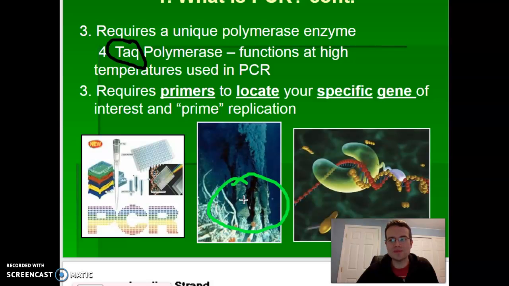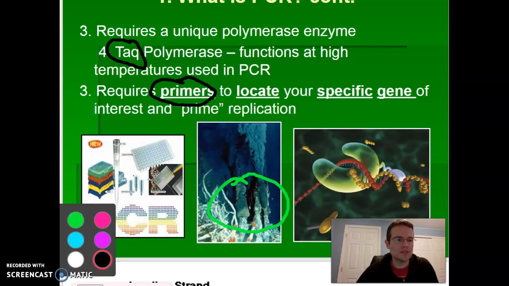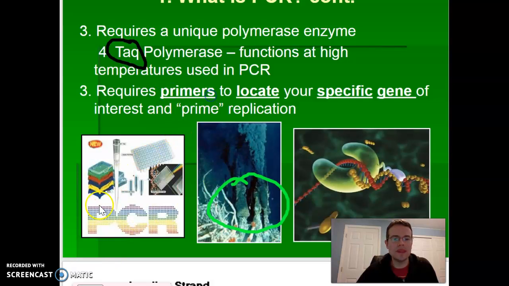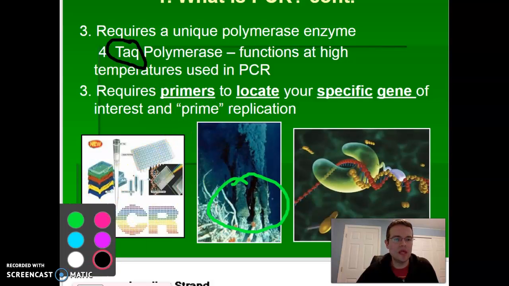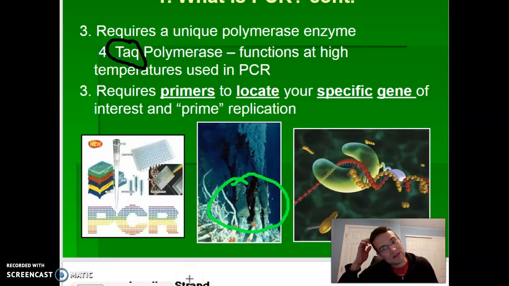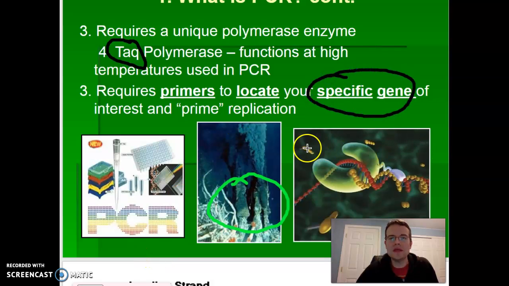And if your enzymes boil, they're done for. So we can't use those. We also use primers. If you remember, we used primers in DNA replication. They prime replication and allow it to happen, but more specifically now, we're going to use primers to find a specific gene that you're trying to amplify and replicate.